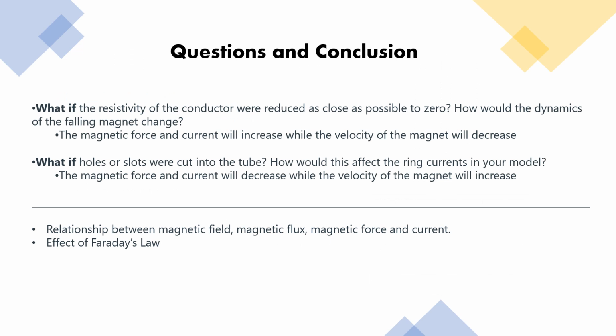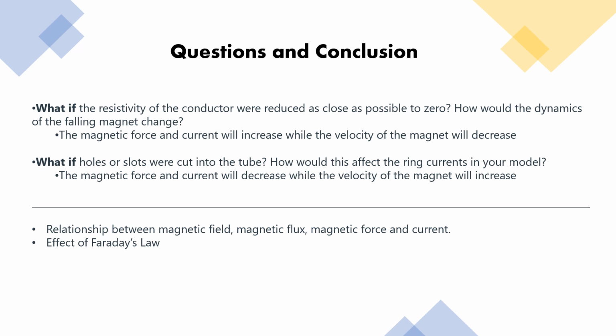Questions and conclusions. What if the resistivity of the conductor were reduced as close as possible to zero? How would the dynamics of the falling magnet change? The magnetic force and current will increase while the velocity of the magnet will decrease.